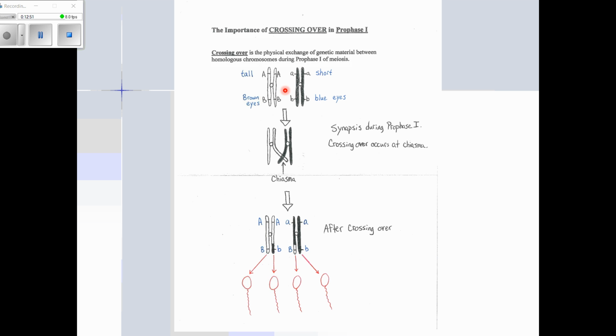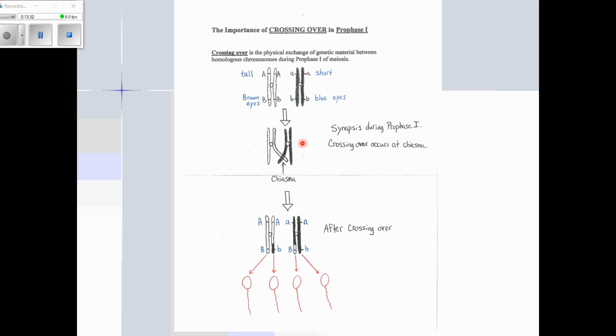But before they get passed down to gametes, before I pass these genes down to my offspring, what am I going to do with that maternal and paternal DNA? I'm going to shuffle it. That's what crossing over does. So notice, if you look up here, before crossing over, the only 2 things I could pass down to my kids would be a tall gene attached to a brown-eyed gene, or I could pass down a short gene attached to a blue-eyed gene. Two possibilities.